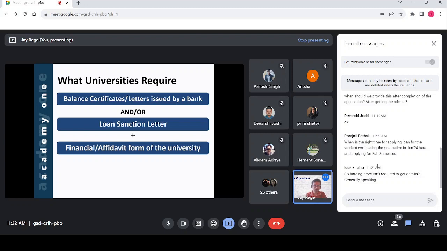One question here is, what is the right time for applying for an education loan for students graduating in June 2024 and applying for the fall semester? Let me talk about that. When is the right time? You can start applying for the education loan right now also. I'll tell you what options are available at this moment where you can apply.